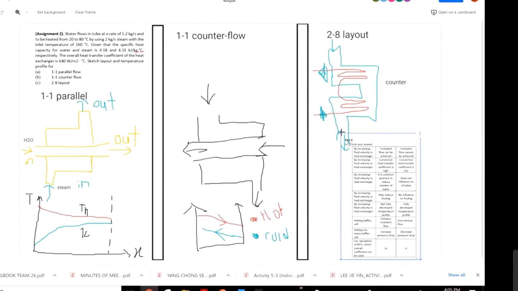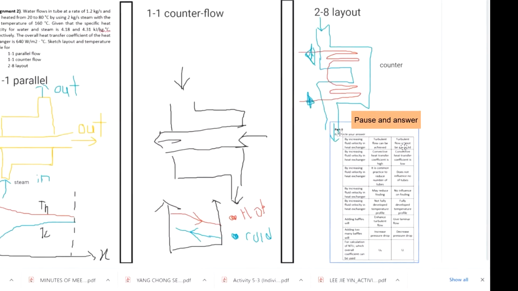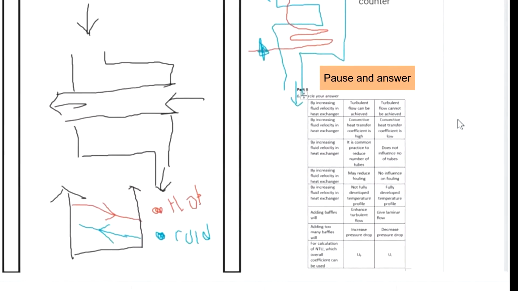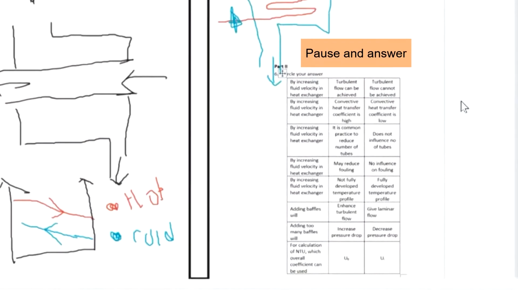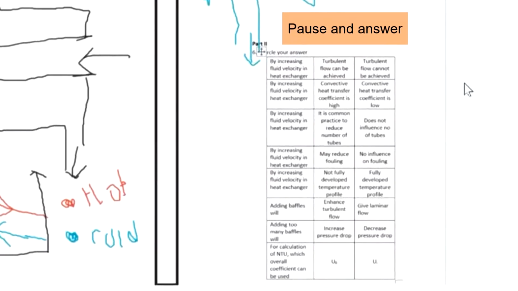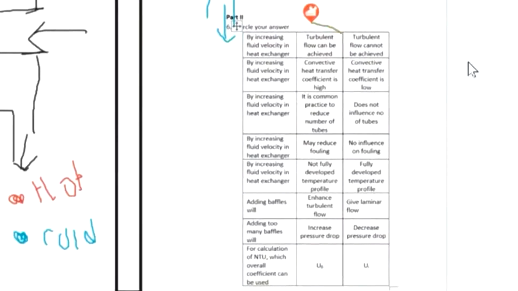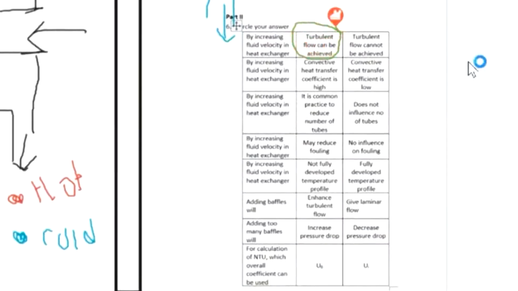Okay, now please circle the answer here. Which one? By increasing fluid velocity in heat exchanger, whether you can achieve turbulent flow or turbulent flow cannot be achieved. Okay, good. So yang lain-lain pun boleh juga. Bukan seorang saja. Okay, you can do this here.